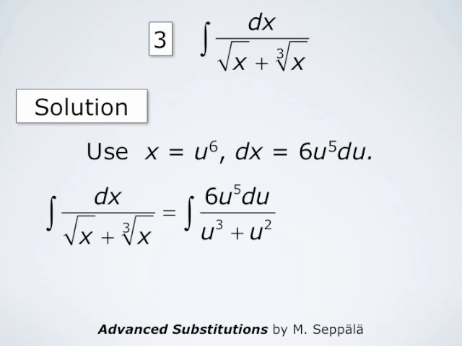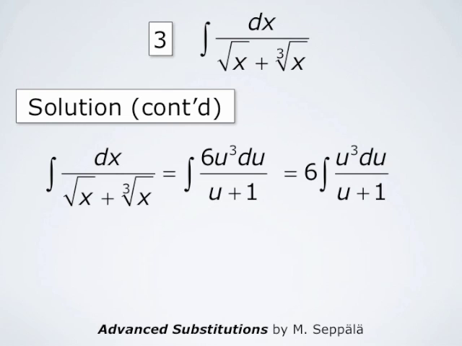And this integral of dx divided by square root of x plus cube root of x becomes integral of 6 times u to the power 5 du divided by u cubed plus u squared. In the denominator, we may take u squared as a common factor, and that cancels out by a part of the numerator. And we get that this integral is 6 times u cubed du divided by u plus 1.